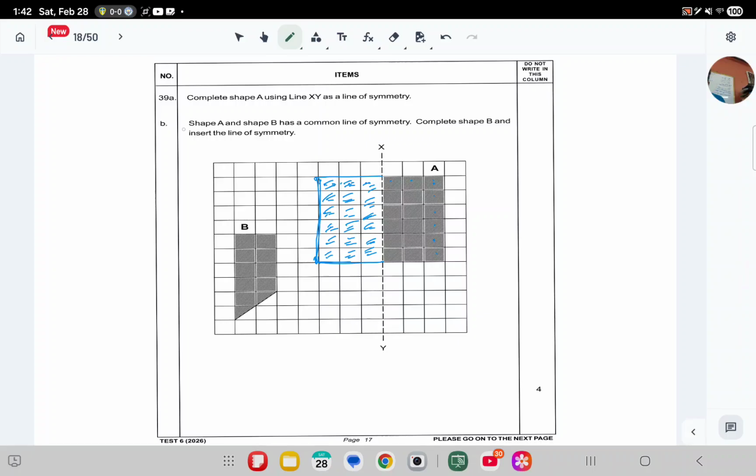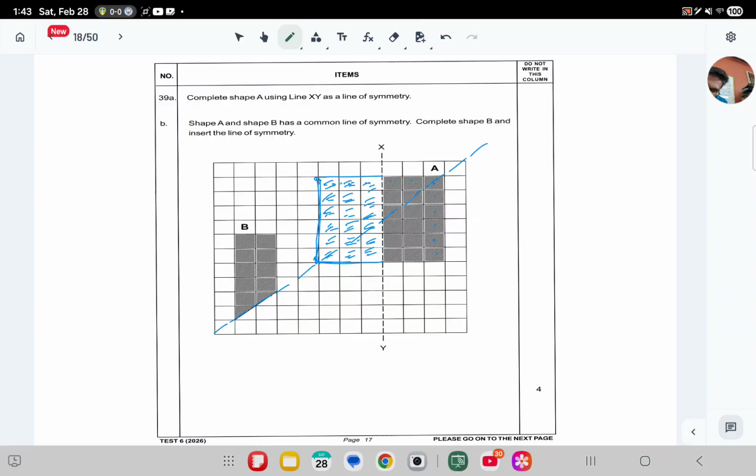Part B now says shape A and shape B has a common line of symmetry. Complete shape B and insert the line of symmetry. So if it has a common line of symmetry, it means it has a diagonal line of symmetry here. Alright, so a diagonal line going across like this.